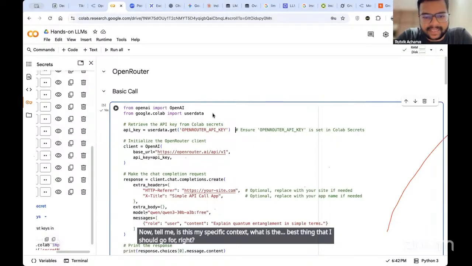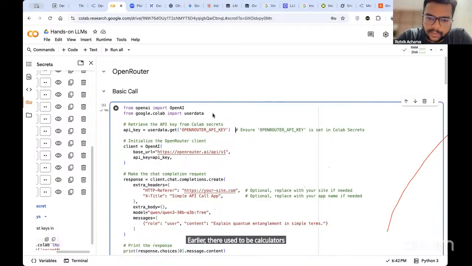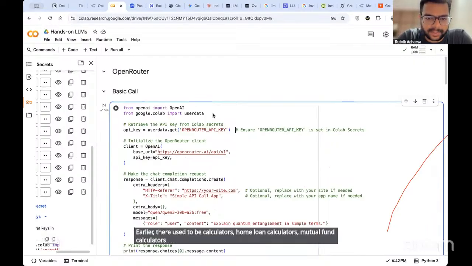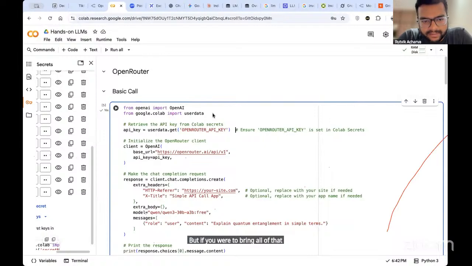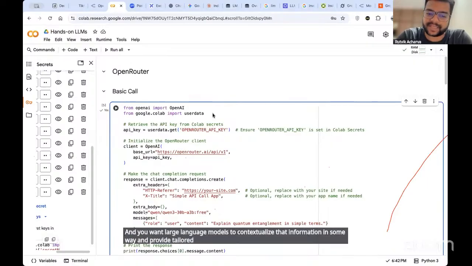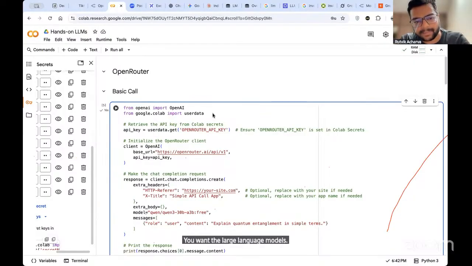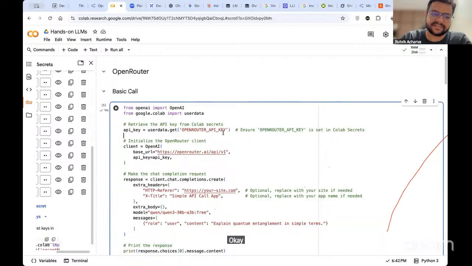Earlier, there used to be calculators, home loan calculators, mutual fund calculators, and so on. Even today, they exist, of course. But if you were to bring all of that together and you want large language models to contextualize that information in some way and provide tailored responses to every user, you want the large language models' capability in your own environment. Okay, so this is a first step towards doing that.